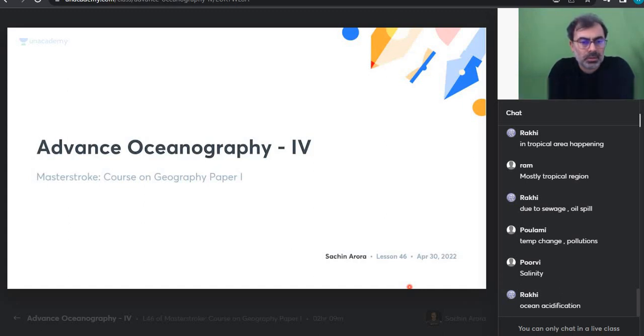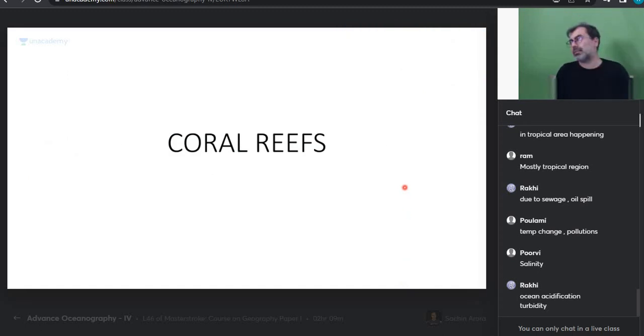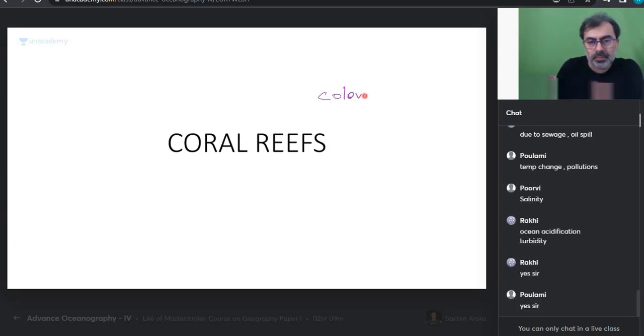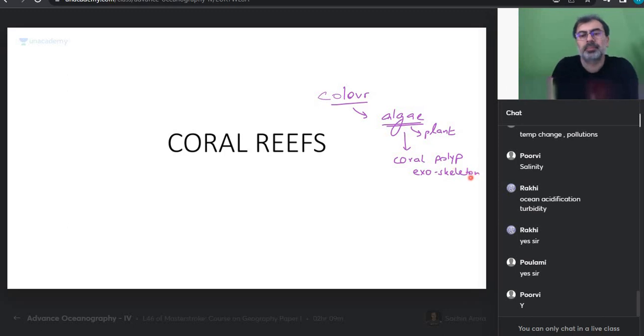from my oceanography classes coral bleaching. So coral reef we had already talked of. Now we're going to stick to coral bleaching. So remember, corals have brilliant colors. Colors are attributed to the algae. Algae is the plant that lives over the coral polyp exoskeleton. So it is living on this coral polyp exoskeleton. Coral is an animal.